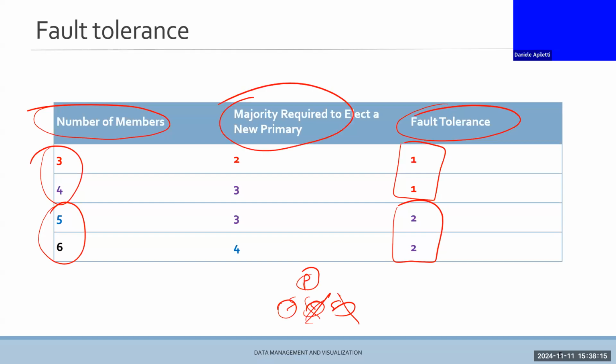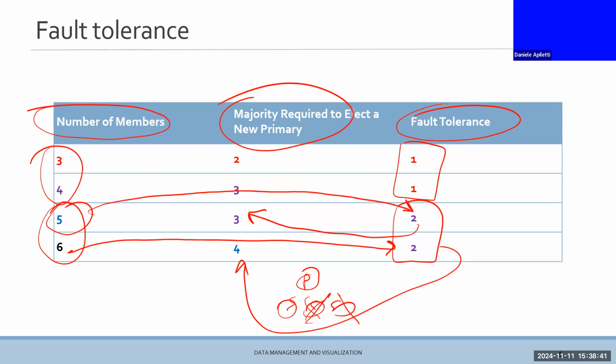So you see here, 6 minus 2 gives 4. If you have 6 nodes and you kill 2, you still have 4, and 4 is the number you need to elect a new primary. So it works. It survives. Okay. If you have 5 minus 2, it's 3. So if you have 5 nodes and you kill 2, you still have the 3 required for electing a new primary. Okay. So that's the idea.